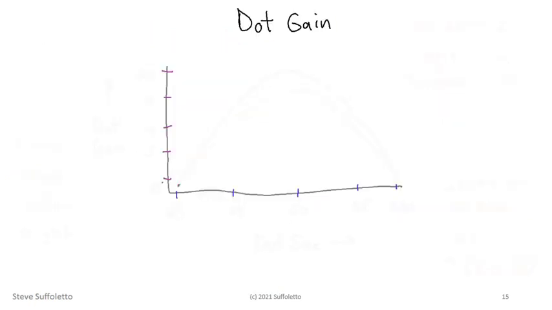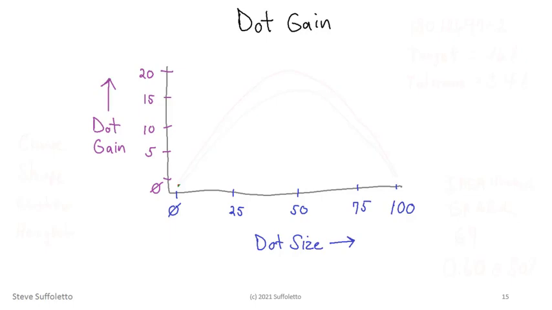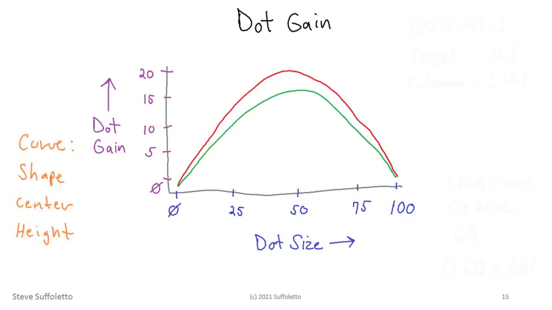Let's take another look at the dot gain graph. Again, on the bottom, we have dot size area increasing from left to right. And on the vertical column, we have dot gain increasing from bottom to top. And we typically get a curve that looks like this. Now, that curve has a shape, kind of like a mountain or a hill, a bell. It has a center, that's the peak or the mode. And it has a height, the amount or the magnitude. So this is typical for sheet-fed offset lithography and cold set and heat set web offset lithography.